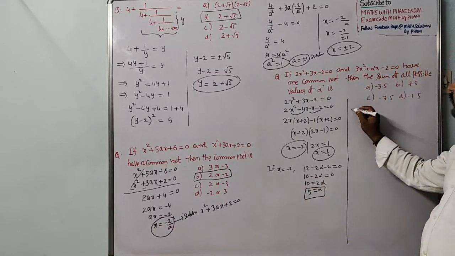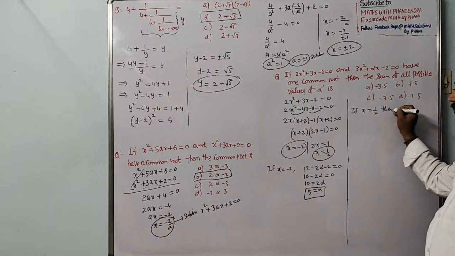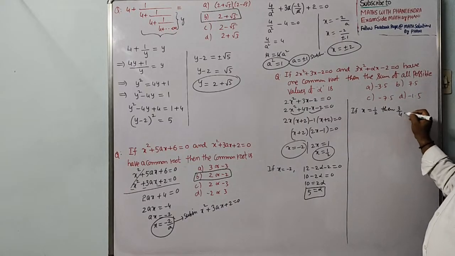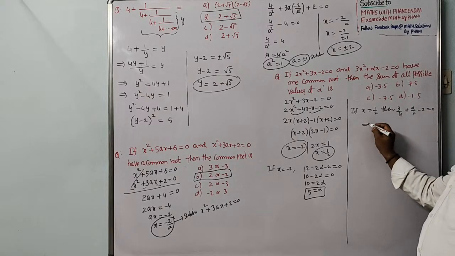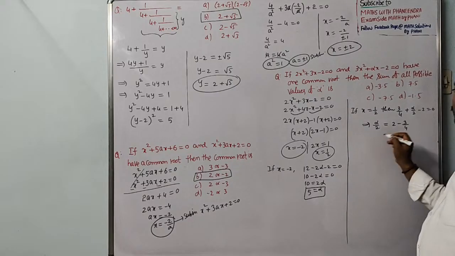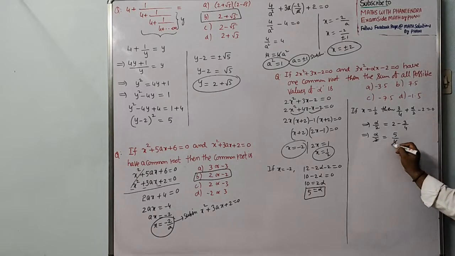Similarly, if x = 1/2, substituting x = 1/2 gives 3/4 + α/2 − 2 = 0. That implies α/2 = 2 − 3/4. So α/2 = (8 − 3)/4 = 5/4. So 2 ones are 2, α = 5/2.